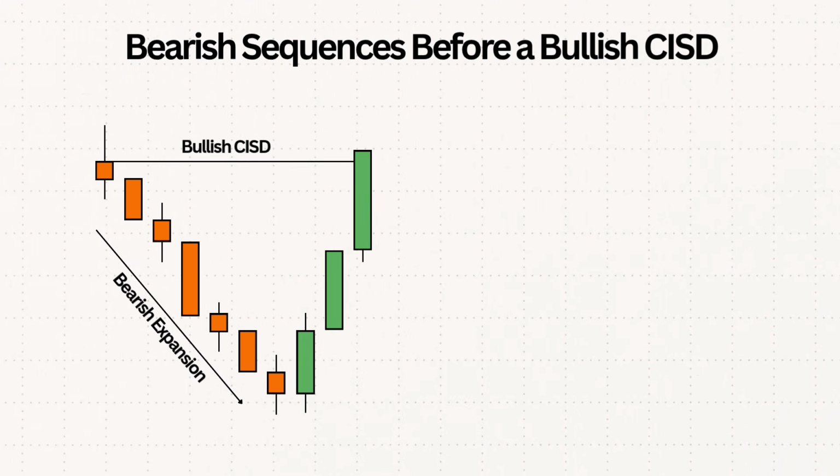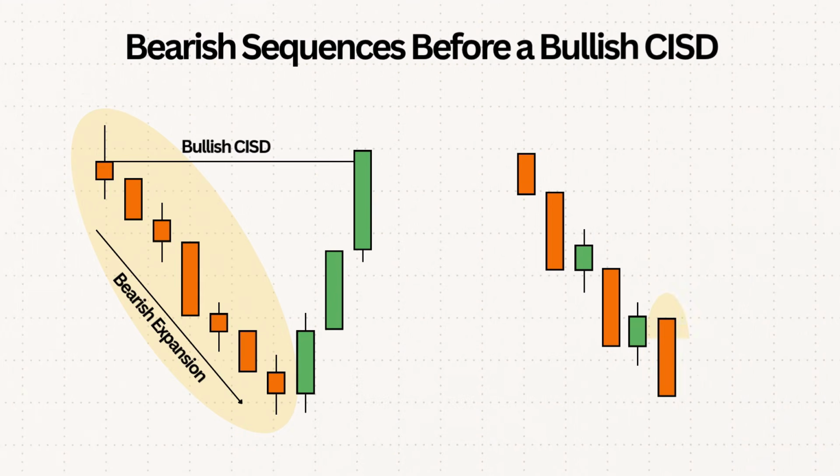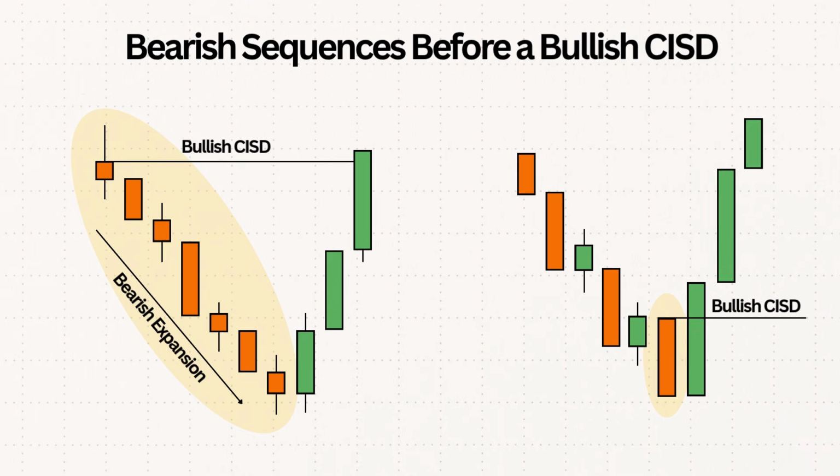But here's something important. In many cases, bearish delivery happens through multiple bearish candles. But sometimes, before the market shifts bullish, the last bearish delivery may only be one strong bearish candle. If price later closes back above the opening of that candle, it can still form a valid bullish CISD. So what really matters is not the number of candles, but the shift in delivery itself.